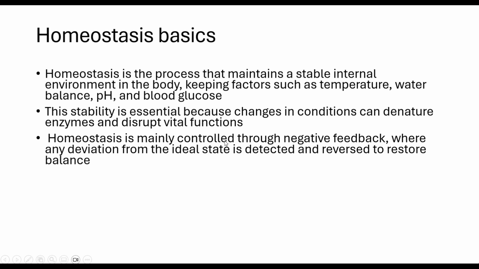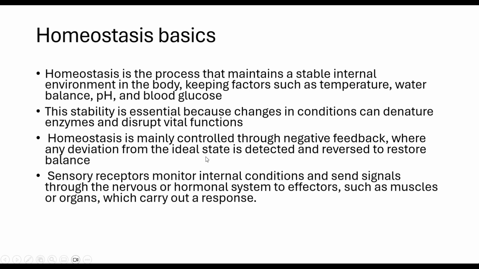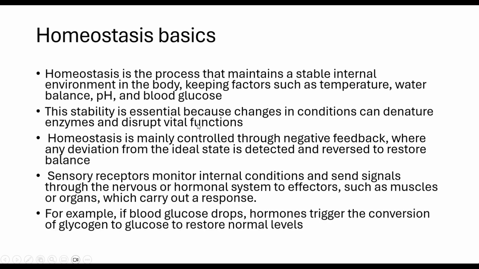Homeostasis is mainly controlled through negative feedback, where any deviation from the ideal state is detected and reversed to restore balance. Sensory receptors monitor internal conditions and send signals through the nervous or hormonal system to the effectors. For example, if blood glucose level drops, hormones trigger the conversion of glycogen into glucose to restore the normal levels.